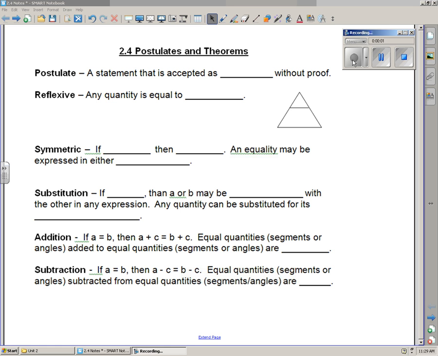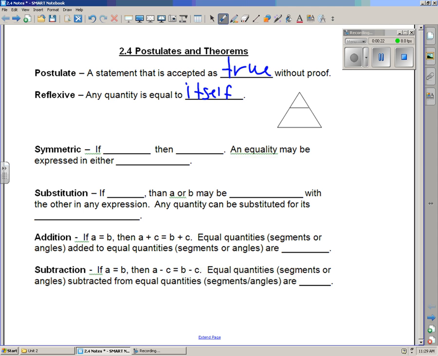So for this lesson, we're going to talk about postulates and theorems. All that a postulate is, is a statement that's accepted as true without proof. So the first one is the reflexive property. What this says is any quantity is equal to itself.